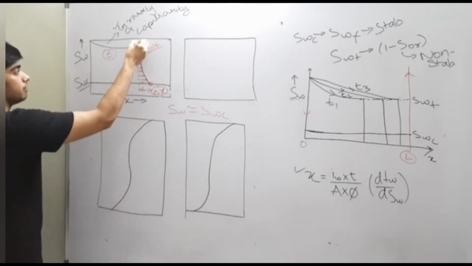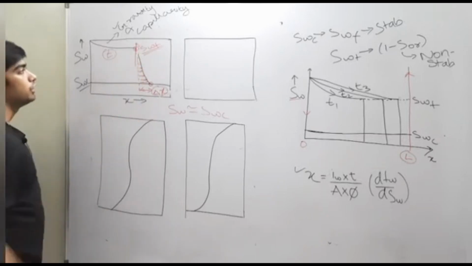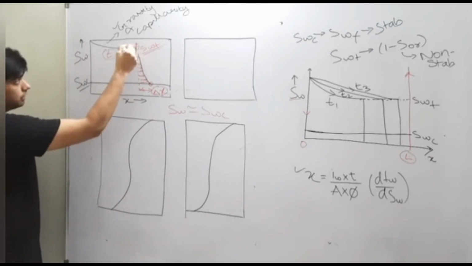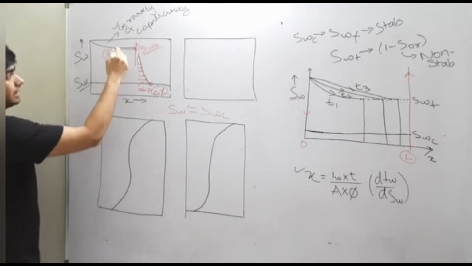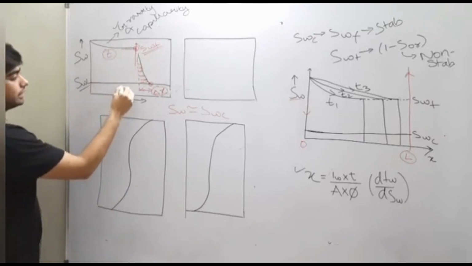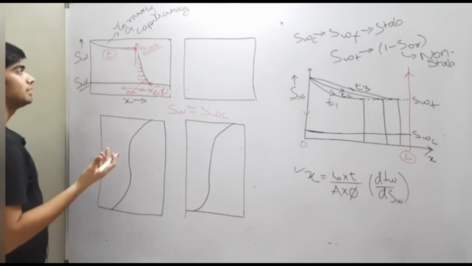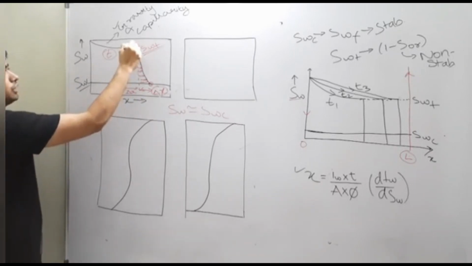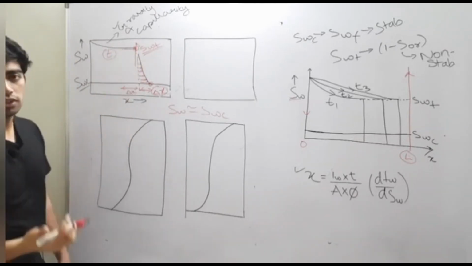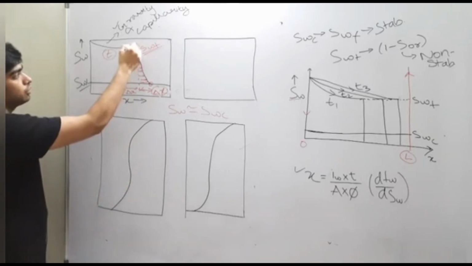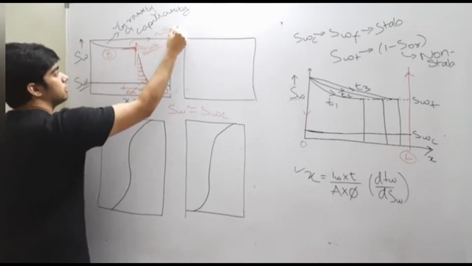Now beyond this point, you can see that the saturation is increasing in a stepwise manner again, but the increase in the value of saturation with increase in the value of x is comparatively very, very small. So we can say that this specific value of saturation will remain constant for a long period of time, not exactly constant, but almost constant. That is, these saturation values will be somewhere around SWF.